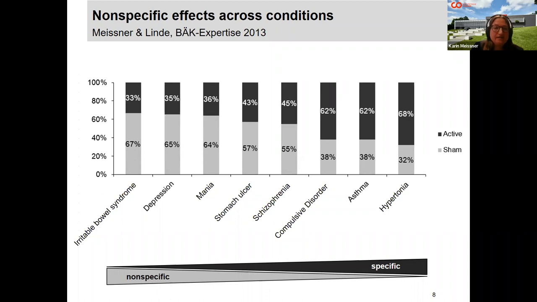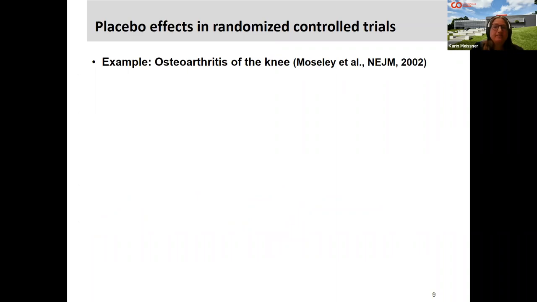And we see on the left-hand side that conditions like irritable bowel syndrome or depression have a large amount of non-specific effects. On average, two-thirds of the total treatment effect are due to non-specific treatment effects, and only one-third is due to specific treatment effects. And if you look at the right-hand side, asthma and hypertension, there the proportion is somewhat the other way around. However, non-specific effects matter. And therefore, it's very important also to test whether non-pharmacological interventions are effective above placebo.